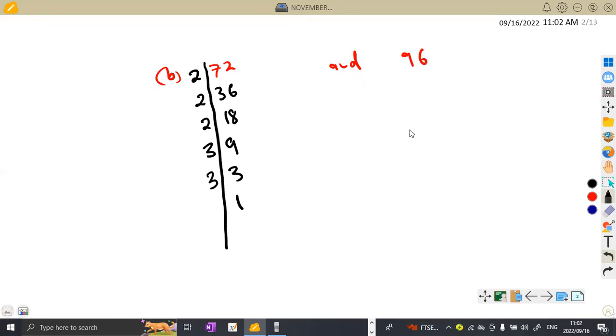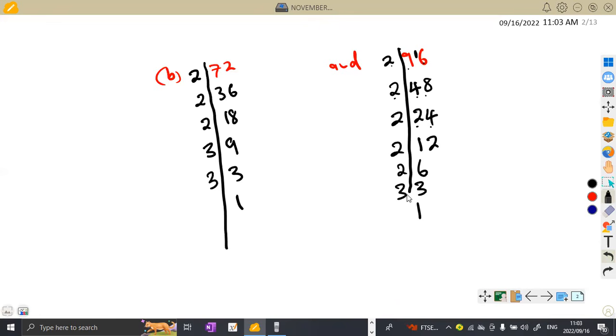We do the same on 96. The smallest number is 2. 96 divided by 2 is 48. 48 divided by 2 is 24. 24 divided by 2 is 12. 12 divided by 2 is 6. 6 divided by 2 is 3. Then 3 divided by 3 is 1.